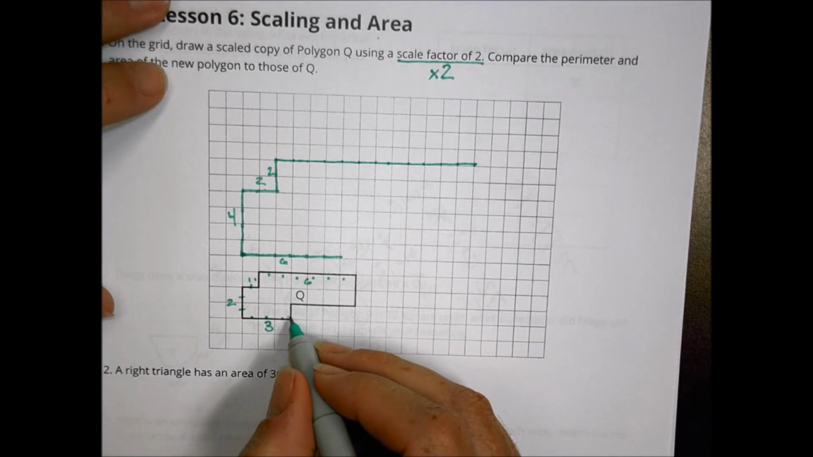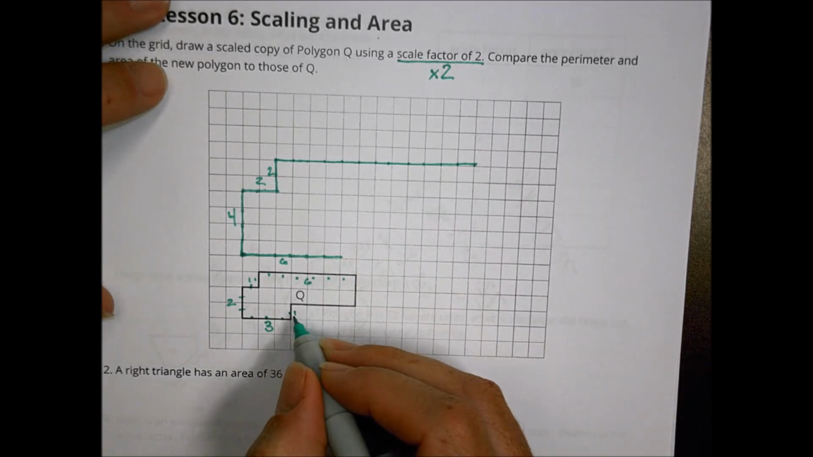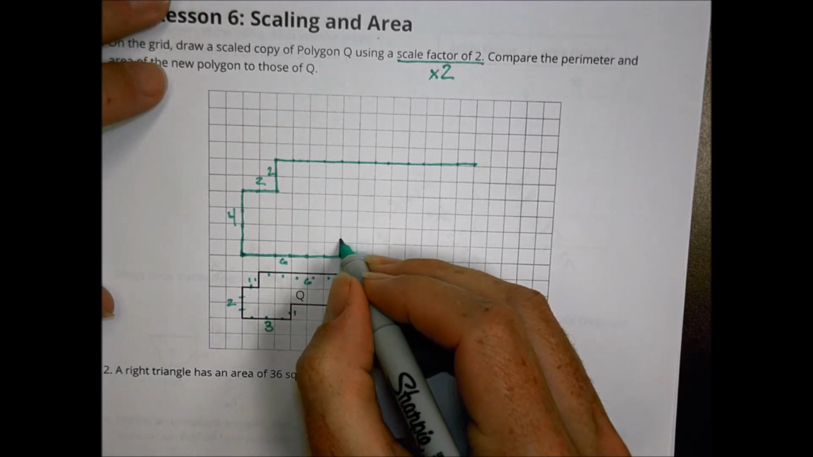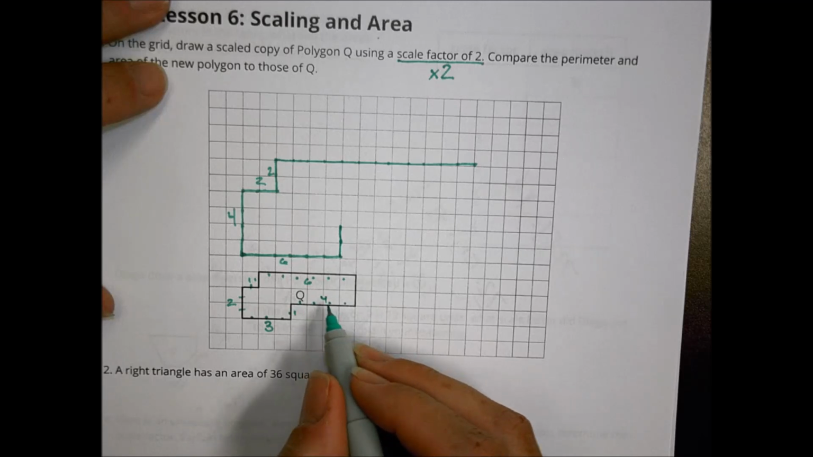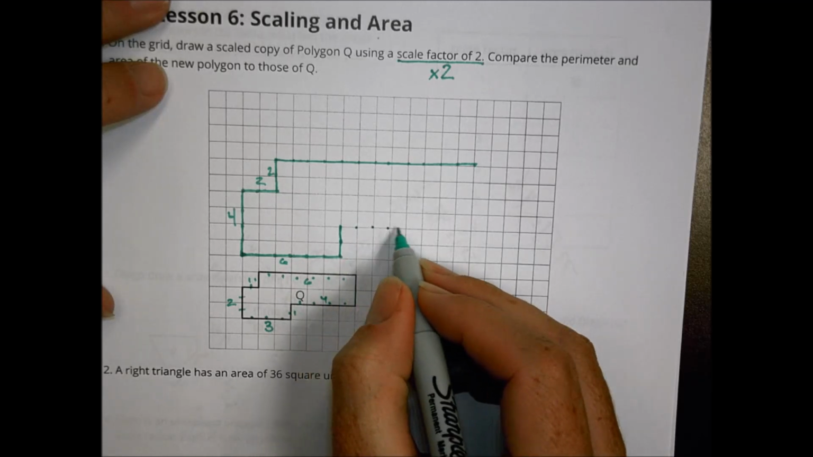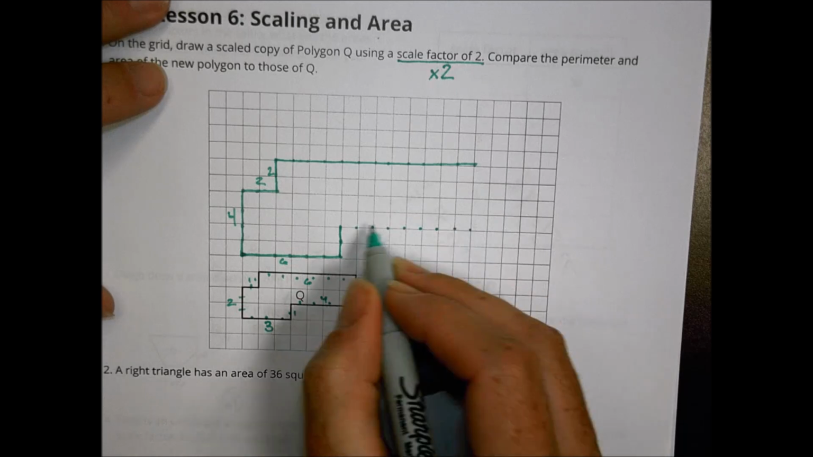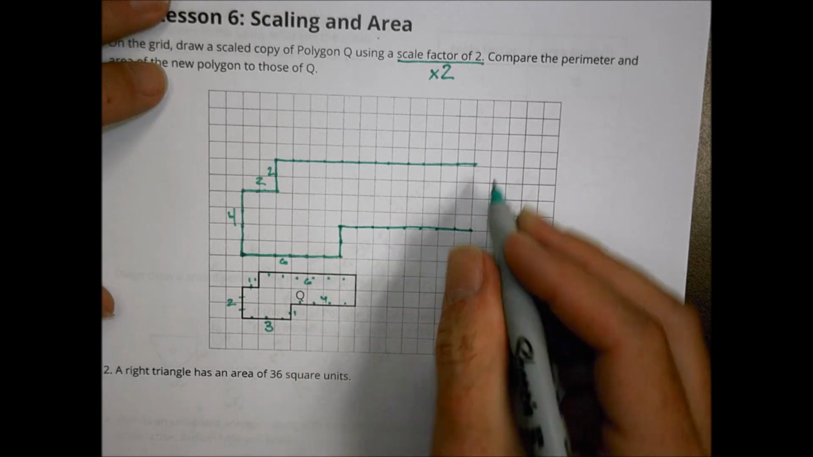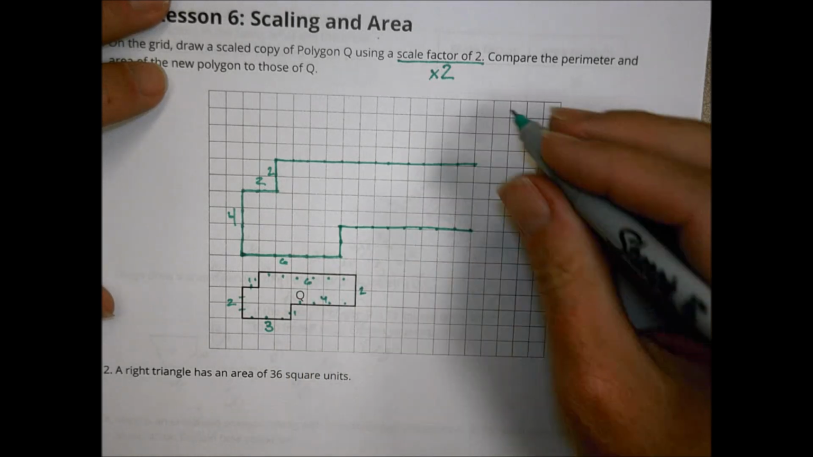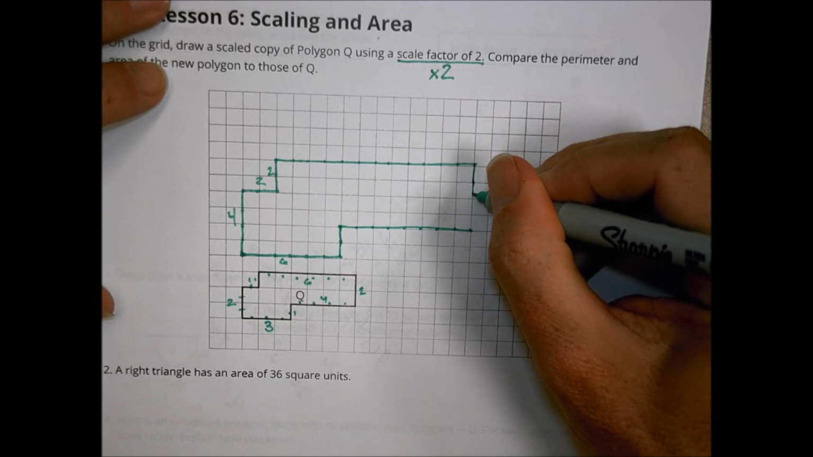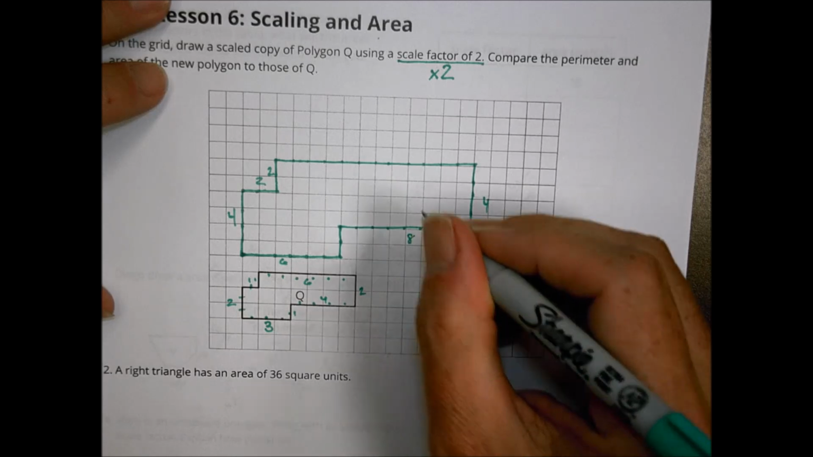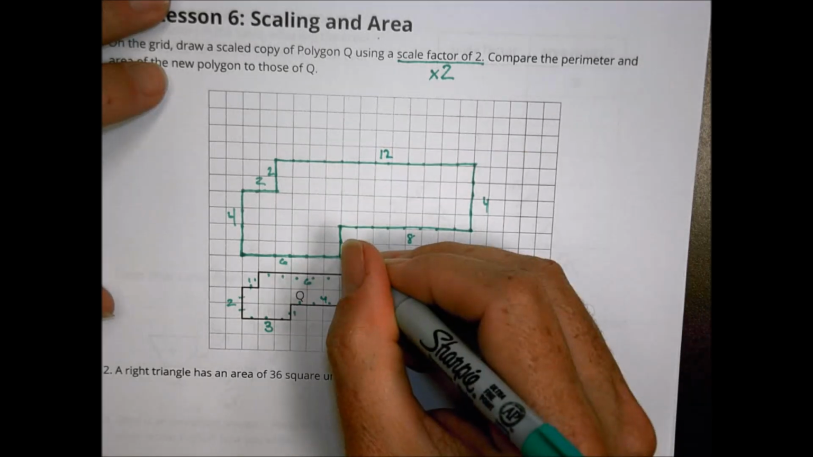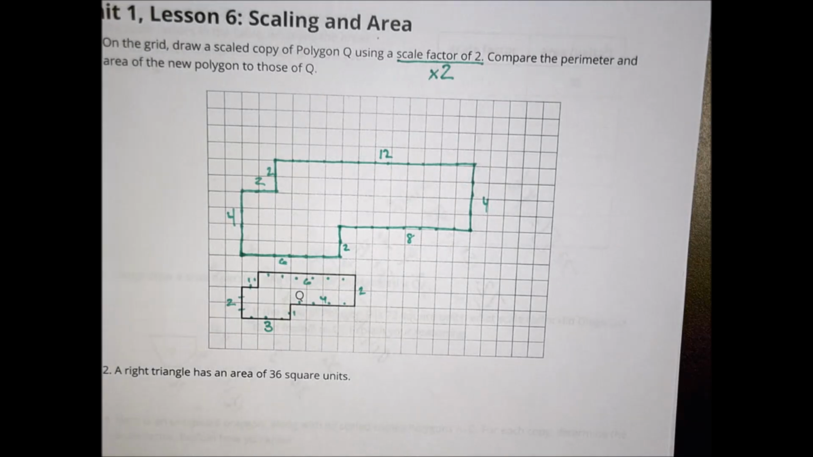For this little height here, this run vertically, I had 1, so I'll go up 2. Here I had 4, so 4 times 2 is 8. 1, 2, 3, 4, 5, 6, 7, 8. And as you can see, I ended up at the same point there, and that's a 2, so it should be 4. 1, 2, 3, 4, and we're in good shape right there. Alright, so that's an idea of what that scaled shape would look like with a scale factor of 2.